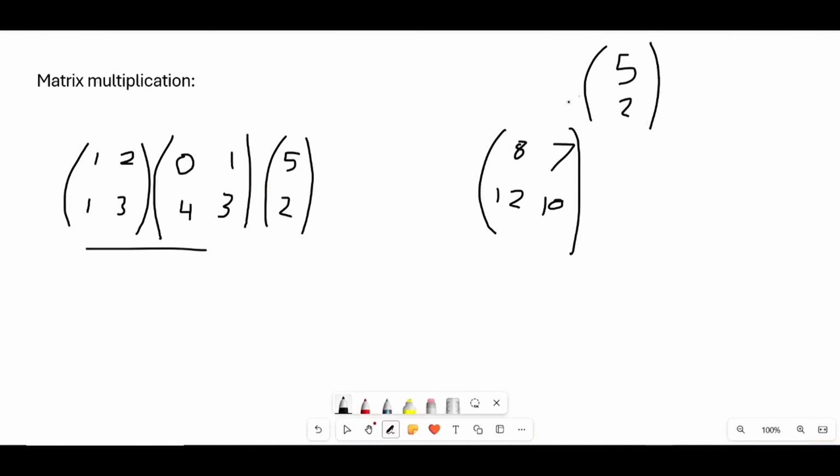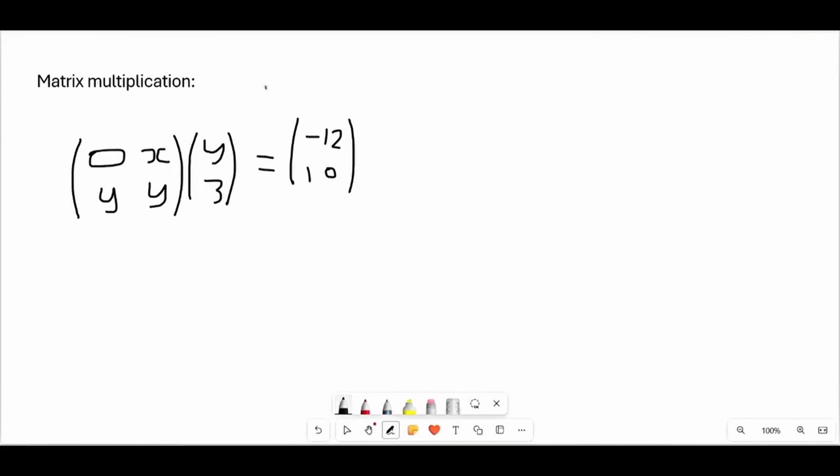But this one's even easier. We're just going to pair it up. So 8 times 5 plus 7 times 2, which is obviously 54. And then we've got 60 plus 20, which gives you 80. Make sure you don't forget, like I just did, to put in the brackets. But yeah, that should be your answer.